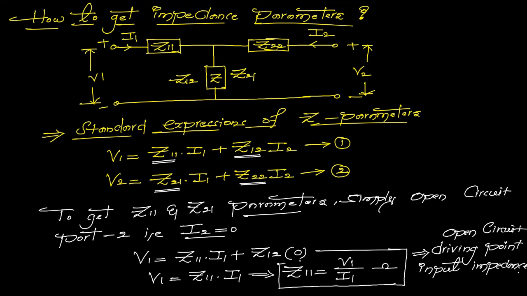So finally we got the value of the self impedance Z11, which we can also call the open circuit driving point input impedance. Finally, from equation number 1, we got the value of the Z11 parameter.